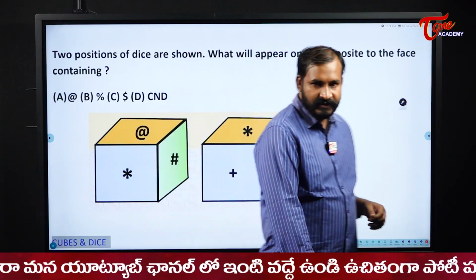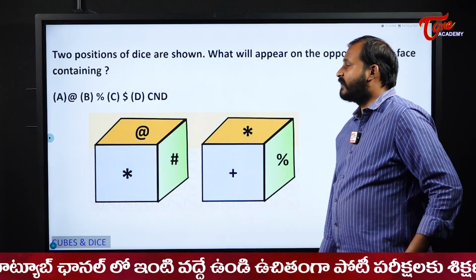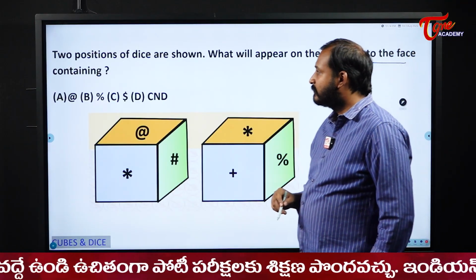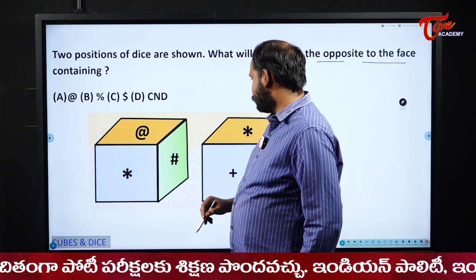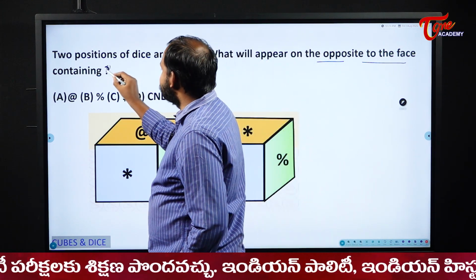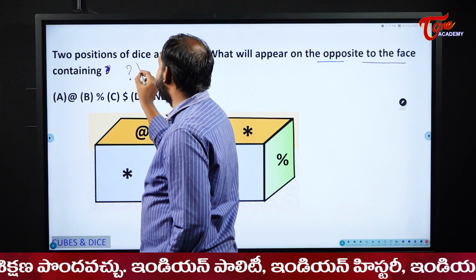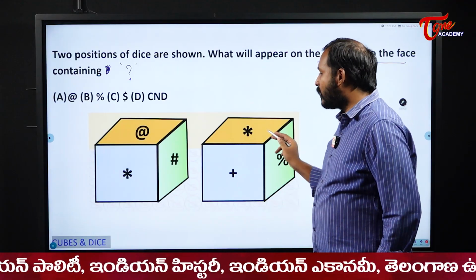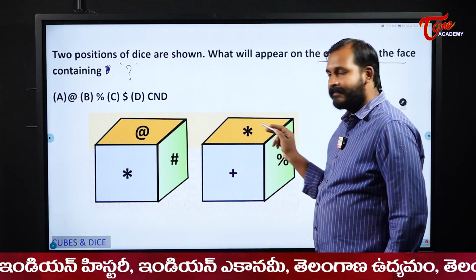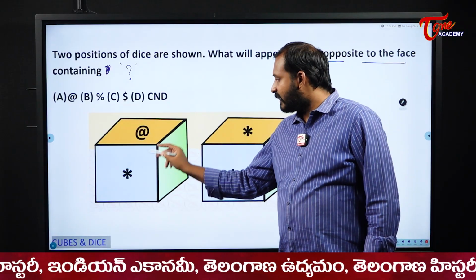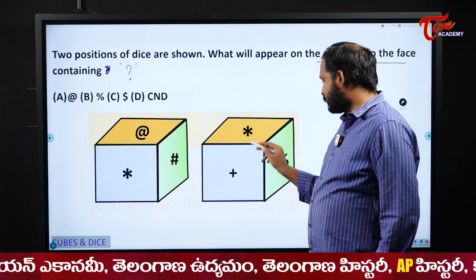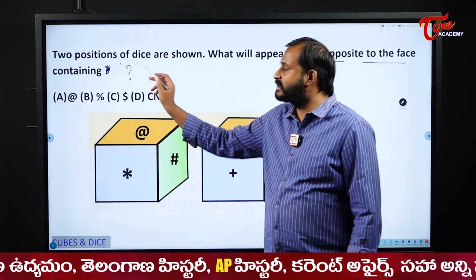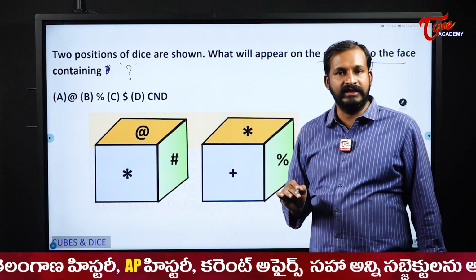Now, please observe here students. Two positions of dice are shown. What will appear on the opposite face to the face containing question mark? See here students, the face containing question mark is a shape here. Now, please see here, overall how many shapes I can see here students? At the rate, star, hash, 3 different. Star, plus and percent. And total I can see only 5. So that sixth face will be this question mark. That sixth face contains this question mark.